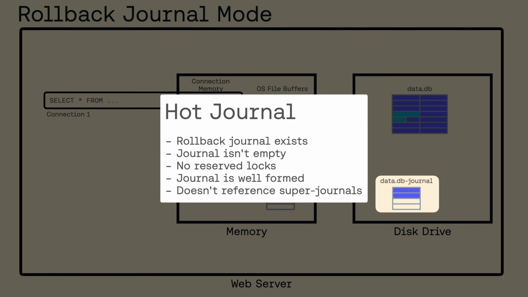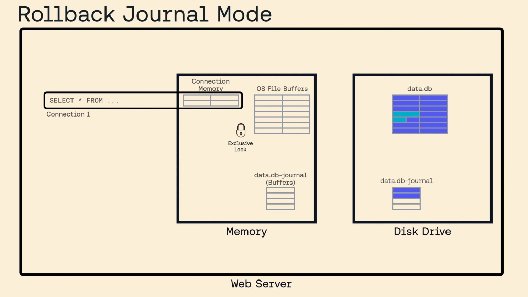So to deal with the hot journal, an exclusive lock is obtained on the database. Next, the journal is read and reapplied to the database, which essentially rolls back the incomplete transaction and puts the database back into its previous state. And finally, the hot journal is deleted and the exclusive lock is removed.